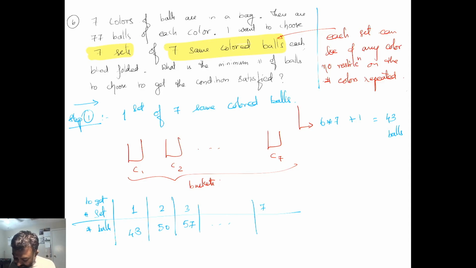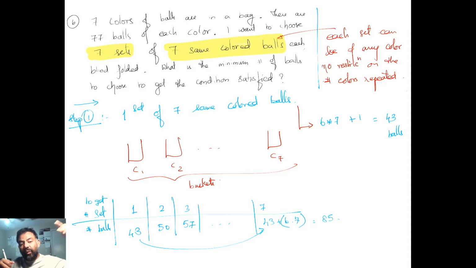So this has to be 43 plus 6 times 7, which is 85. Correct? 43, 42. Yeah, 85. Okay. So I don't need to refill another new set of 43 balls here. That's the only difference here.